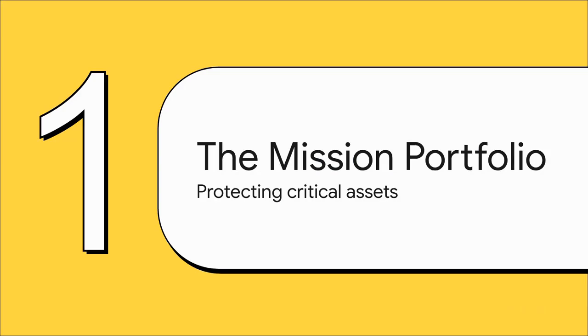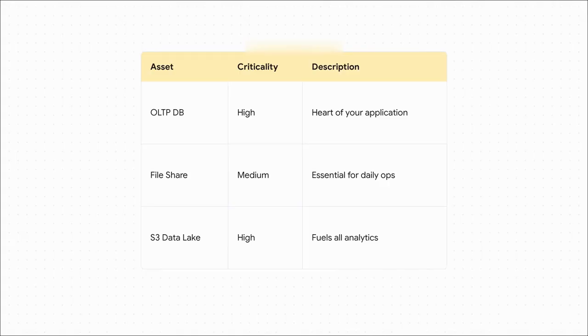Okay, let's set the stage. For this explainer, I want you to put on your architect hat. You're in charge, and your mission, should you choose to accept it, is to guarantee the survival of a specific portfolio of absolutely business-critical assets. So what exactly are you protecting?